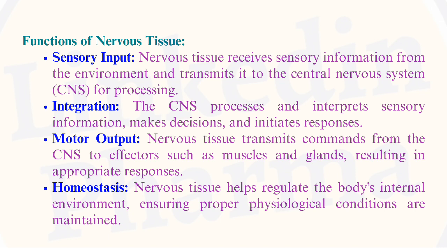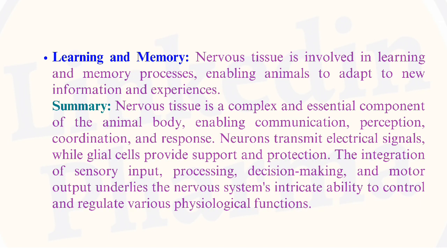Homeostasis. Nervous tissue helps regulate the body's internal environment, ensuring proper physiological conditions are maintained. Learning and memory. Nervous tissue is involved in learning and memory processes, enabling animals to adapt to new information and experiences. Summary. Nervous tissue is a complex and essential component of the animal body, enabling communication, perception, coordination, and response.